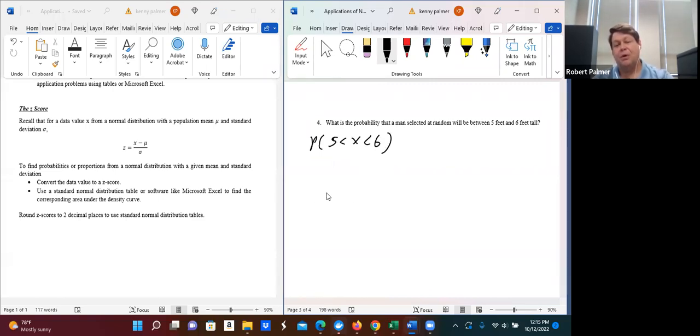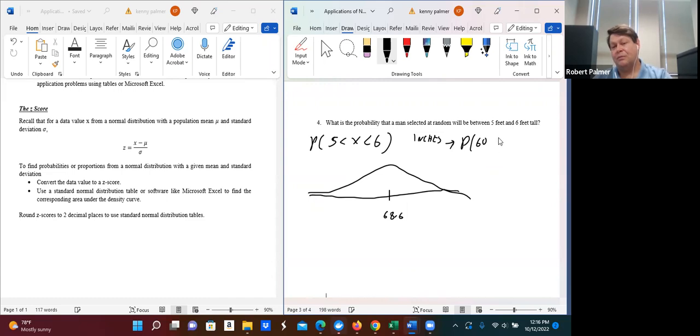Now, in terms of a picture, let's draw this first, then we'll do the z-scores. Here is 68.6, that's our mean. Now, 5 and 6 feet tall, in terms of inches: 5 feet tall is 60 inches, and 6 feet tall is 72. So if we put both those in, here's 72, and here is 60. Basically, we want to find this area between both of those values.